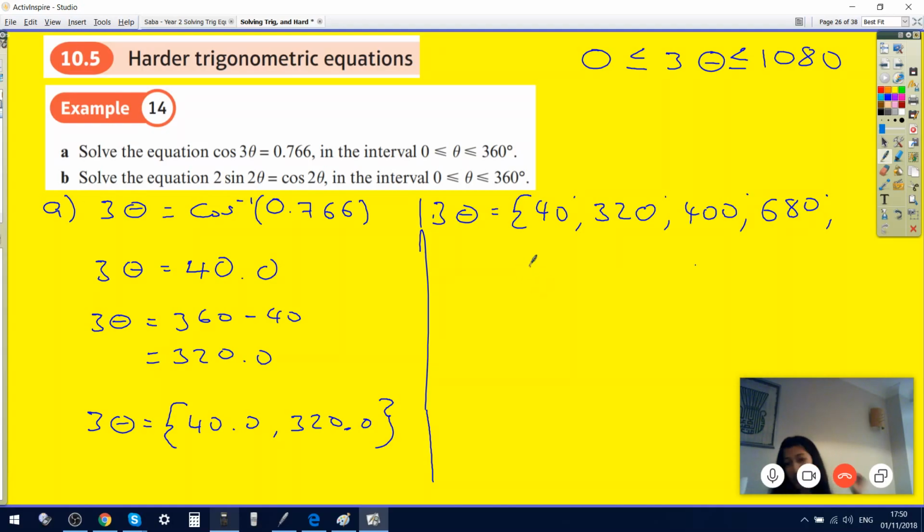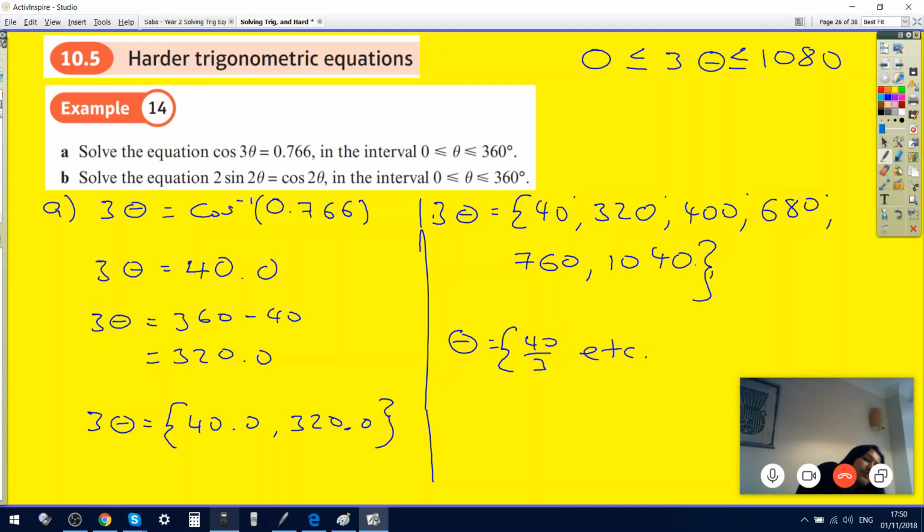360 plus 400 is 760. 680 plus 360 is 1040. That's just inside, isn't it? And 760 plus 360 is 1120, which will be out of the range. So all of those are 3 theta. And then how would you get theta? Divide by 3. Yes, etc.